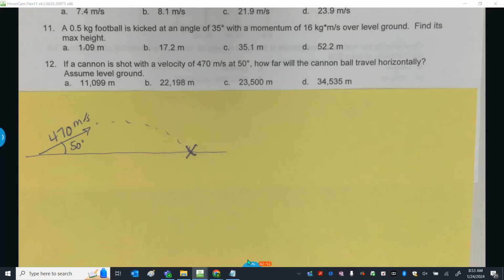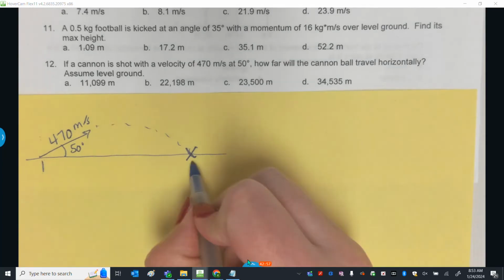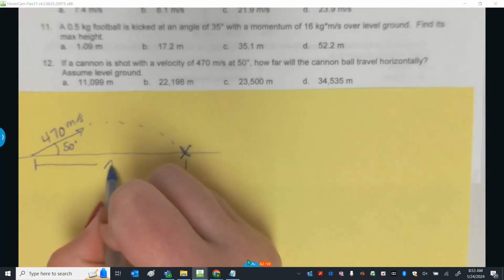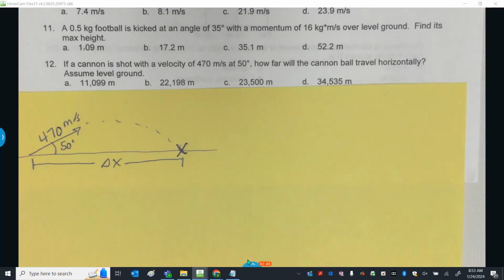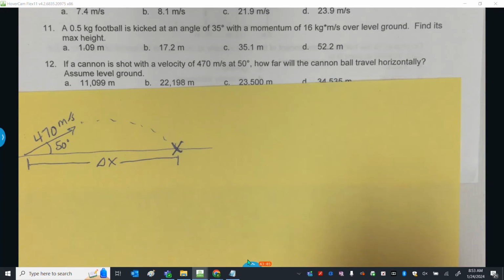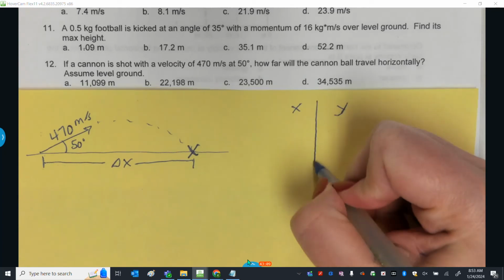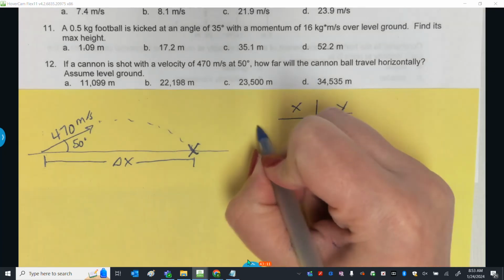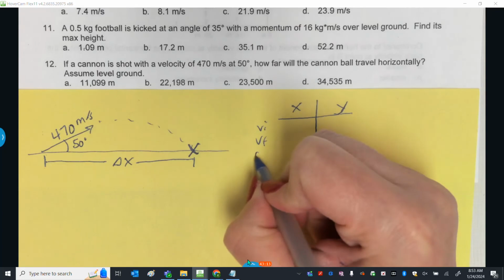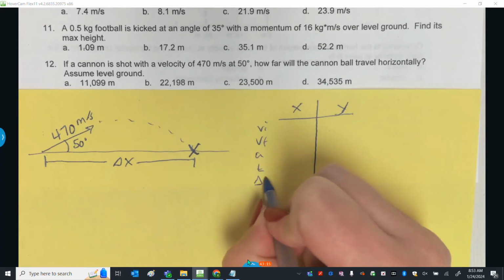All right, so that's what I have for this question. Again, start with a picture. Make sure you know what you're solving for. In this question, I am looking for delta x, my horizontal range. Again, I need to help organize my data, so let me go ahead and make a t-chart to keep my x and my y data separate. I'm going to want to be labeling VI, VF, A, T, and delta x or delta y.